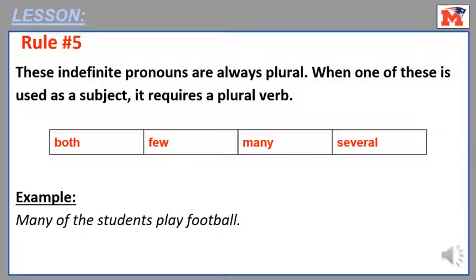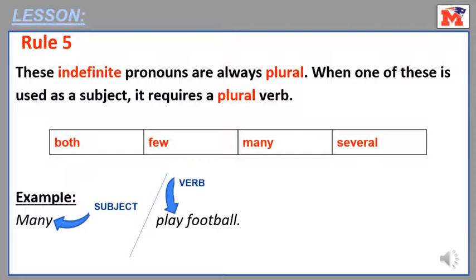Here's a good example sentence. Many of the students play football. So just as we did before, we're going to get rid of any words between the true subject and the true verb. So on the screen, I have made them disappear, and we can see our subject is many, which is an indefinite pronoun on that list above, and the verb is play. So we're always assuming, if we see many, that it's more than one. And so more than one person, the verb would be play, not plays. And that's how we apply that rule.